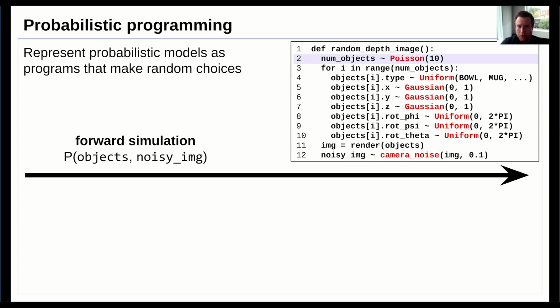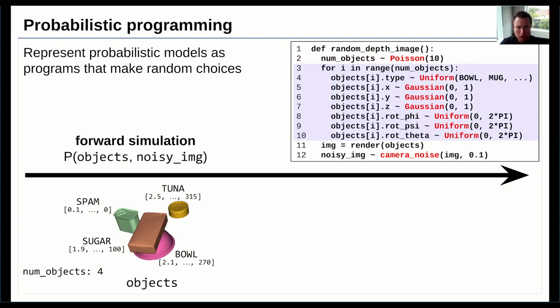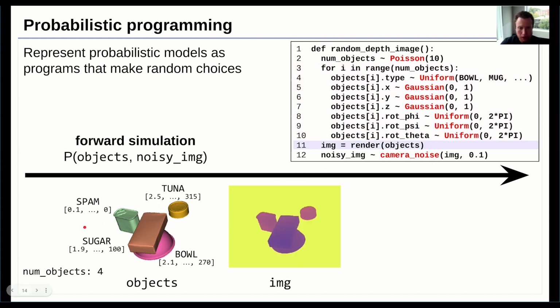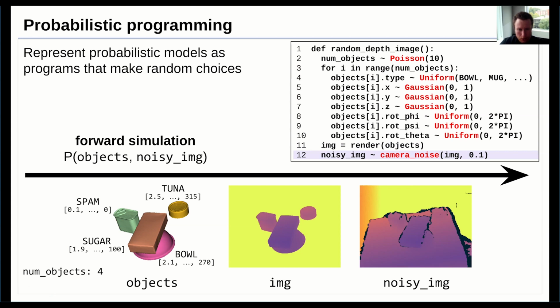So in this program, on line 2, we sample a random number of objects to put on the scene. Here's 4. And then on lines 3 through 10, for each of these objects, we sample its type from some known universe of types, and then their three-dimensional rotation and location coordinates, rendered here. On line 11, we pass the objects through an image renderer to produce an idealized image, and then on line 12, we add some camera noise to produce a more realistic depth image.